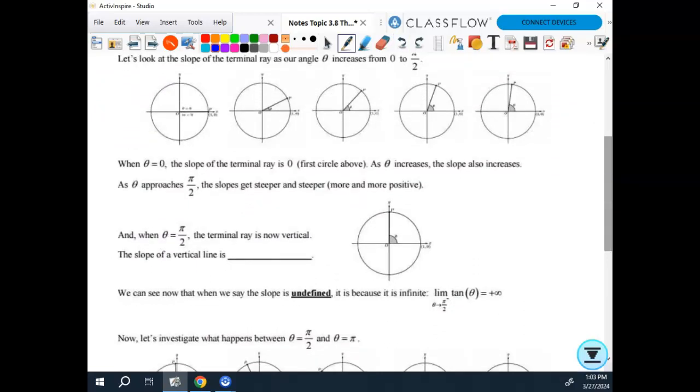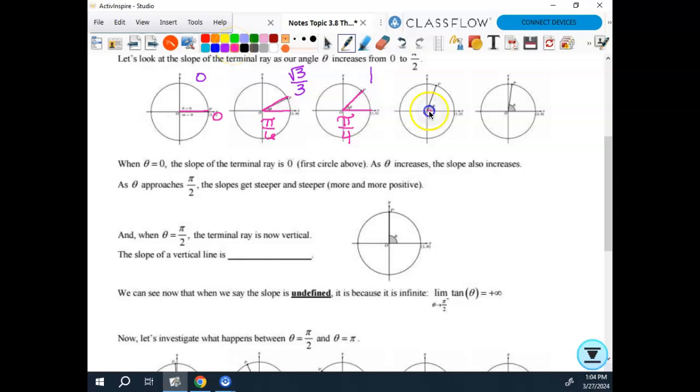All right, so then let's look through these little circles here. So we're going to look at the slope of the terminal ray, and here, this terminal ray, that angle is just at 0. And what is the tangent of 0? What's the slope of this line? 0. Okay? And then this angle here, we're going to make that pi 6th, because I want to be able to label these. What is the tangent of pi 6th? Square root of 3 over 3. Okay? Square root of 3 over 3. Then this one is pi 4ths. What is the tangent of pi 4ths? 1.